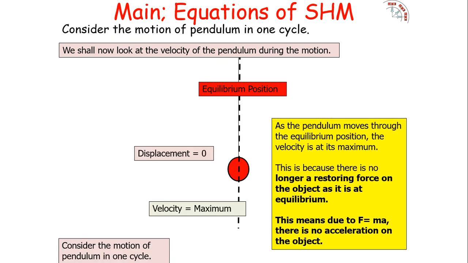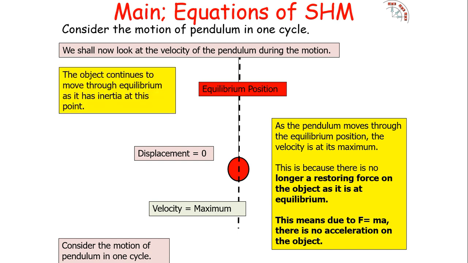But when it gets to equilibrium, the velocity will be a maximum. Why is that? Because there's no longer a restoring force on the object, because it's at the equilibrium position. There's no more restoring force trying to put it towards equilibrium, because it's there. So if F equals ma, and there's no restoring force, there's no acceleration. So it's had its highest speed possible, a constant speed, which is its maximum velocity.